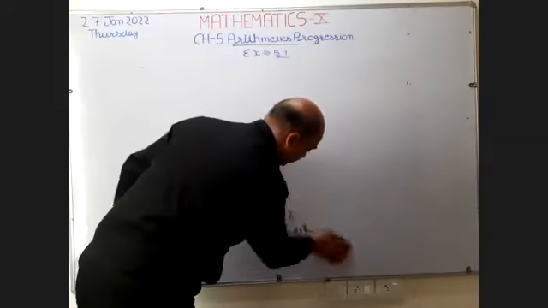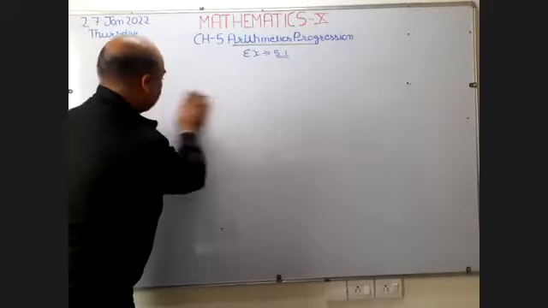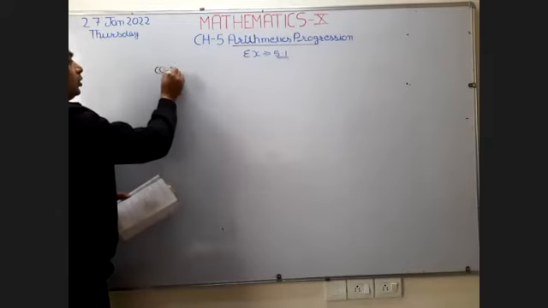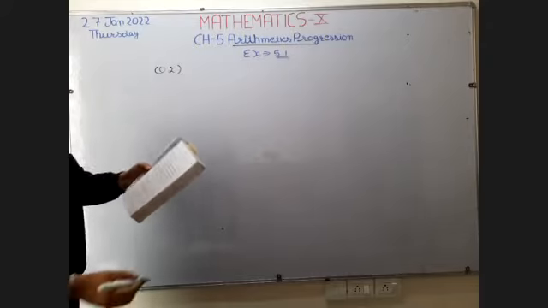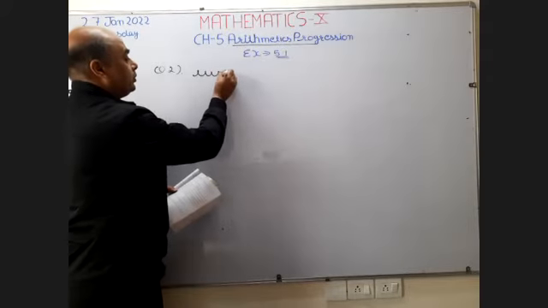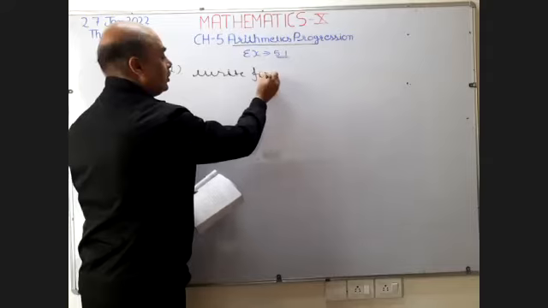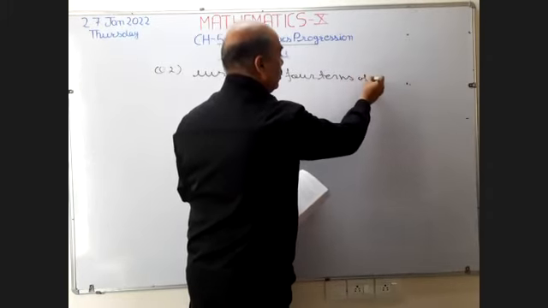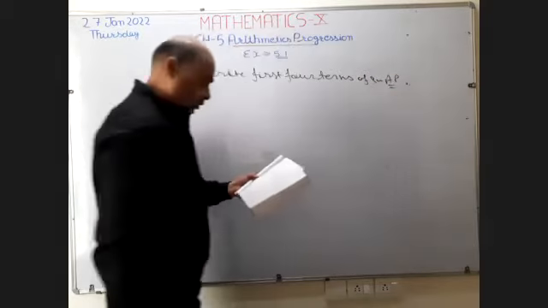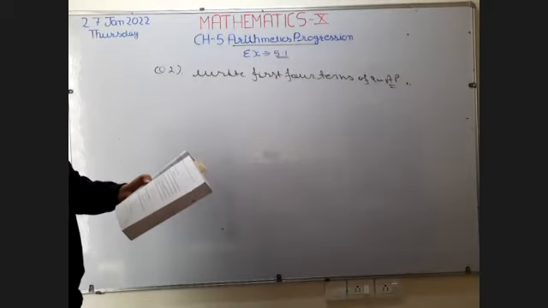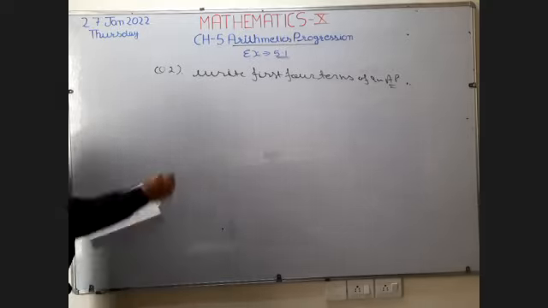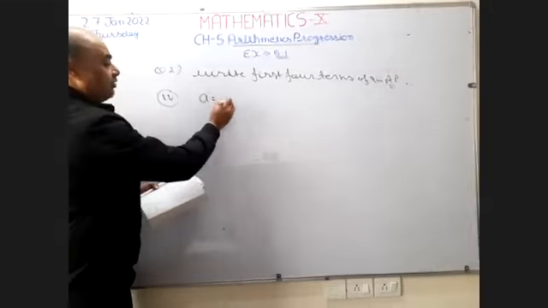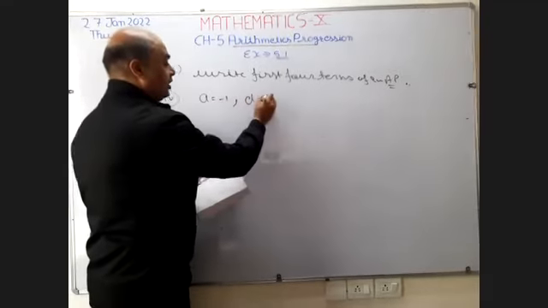What is given in your next question? Question number 2. Write the first 4 terms of an AP. In this question, we're going to write the first 4 terms of an AP. There are 5 parts here, and I want to solve the 4th part. In the 4th part, what is given? A is given as -1, and D is given as 1/2.